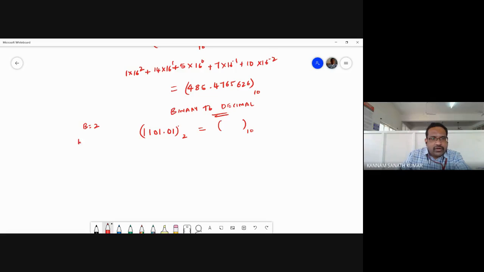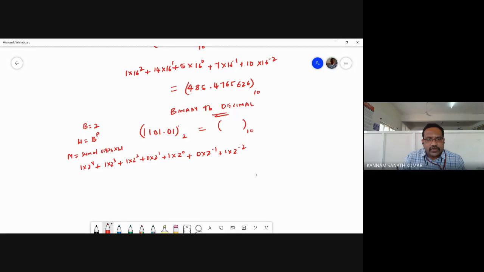Okay, so weight is equal to what? Weight equals base power position, and the magnitude equals the sum of digits into weights. So here, this is a binary number: 1 into its units place, 2 power 0, and next plus 0 into 2 power 1 plus 1 into 2 square plus 1 into 2 cube plus 1 into 2 power 4 plus 0 into 2 power minus 1 plus 1 into 2 power minus 2. Okay, so this is how much?